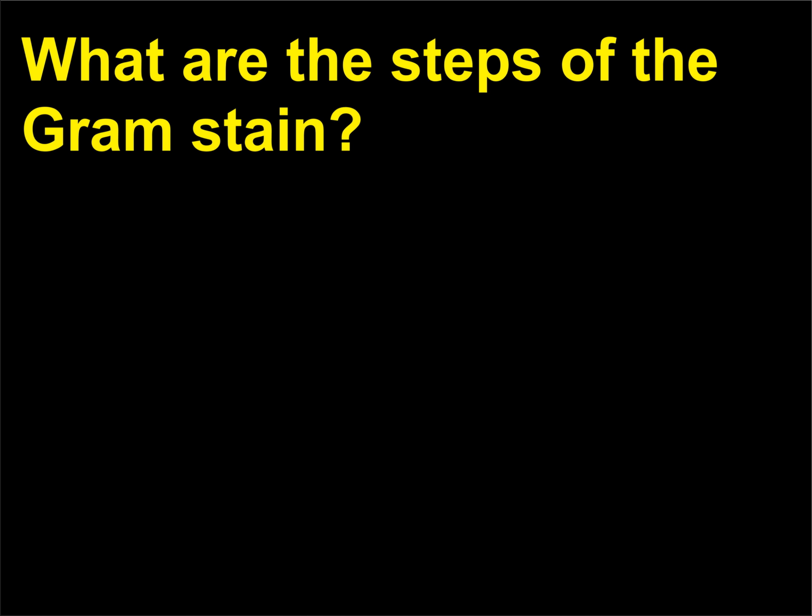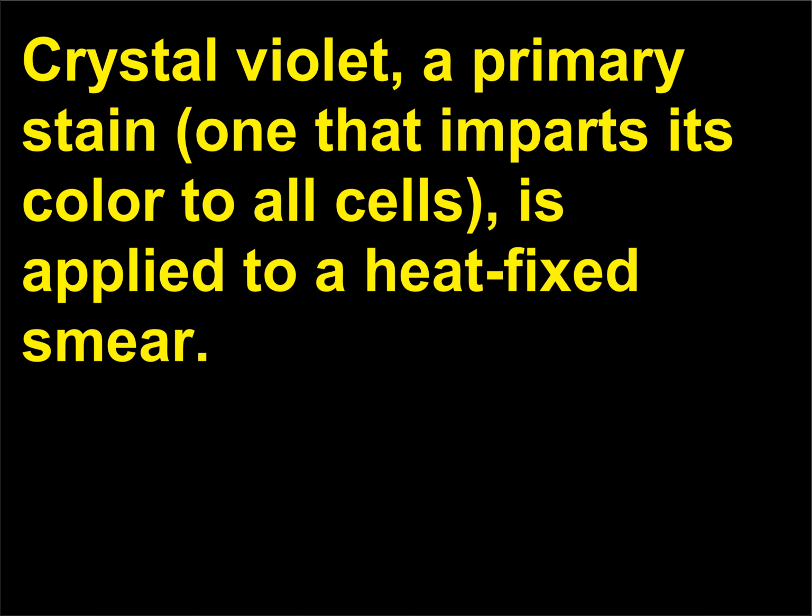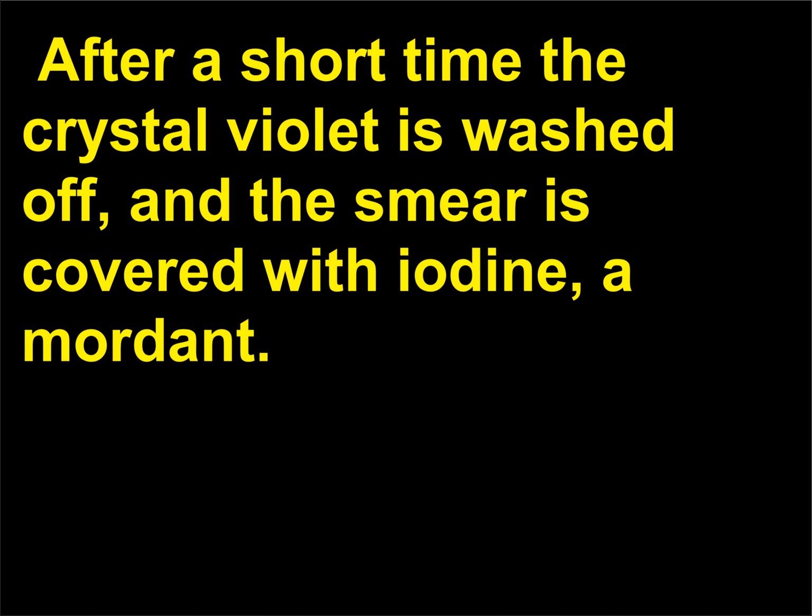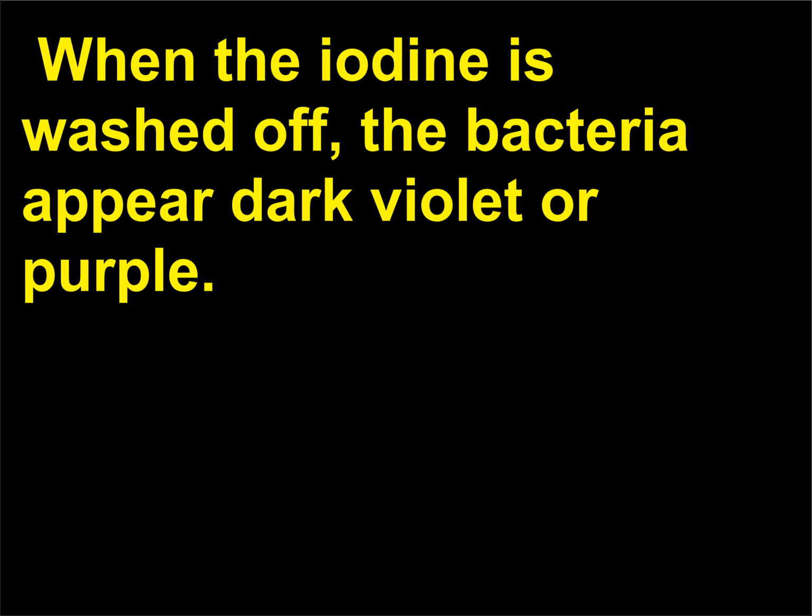What are the steps of the Gram stain? Crystal violet, a primary stain, one that imparts its color to all cells, is applied to a heat-fixed smear. After a short time the crystal violet is washed off, and the smear is covered with iodine, a mordant. When the iodine is washed off, the bacteria appear dark violet or purple.